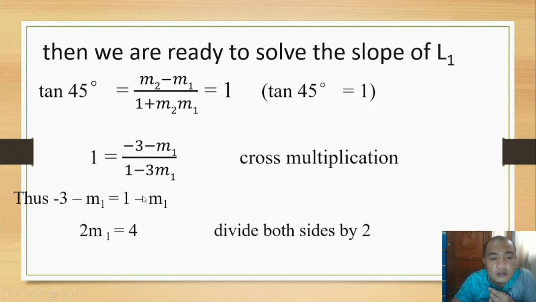So, there was a mistake there. It's a typographical error. So, 2m sub 1 is equal to 4. Divide both sides by 2. Then, m sub 1 is equal to 2. So, the slope of line 1 is 2, while the slope of line 2 is negative 3. So that the angle formed between the two lines is 45 degrees.